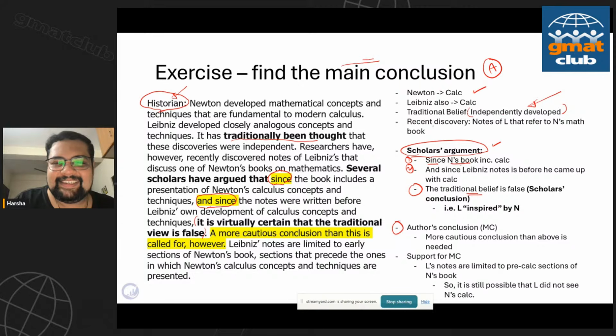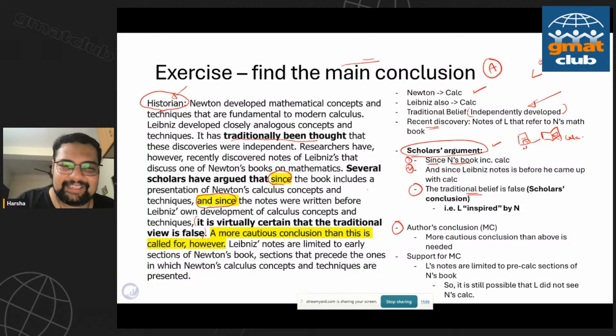But recently there's a discovery. What is that exactly? There is a note of Leibniz. This note refers to some book written by Newton. And lo and behold, that book actually contains calculus. What is the implication being thrown here? They are trying to tell you that Leibniz was perhaps inspired by Newton, right? These notes were written before Leibniz himself came up with calculus.